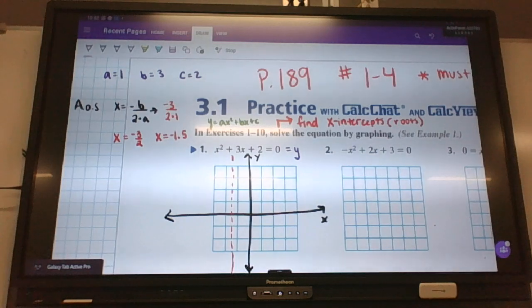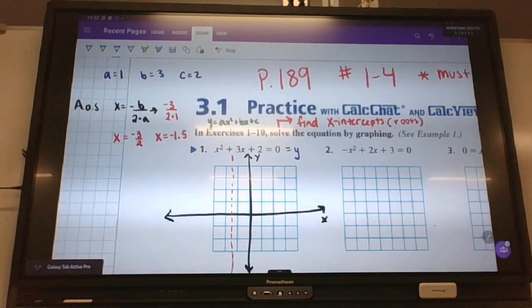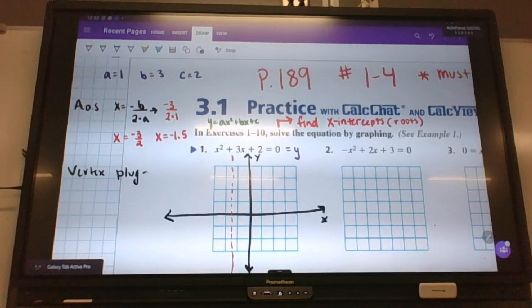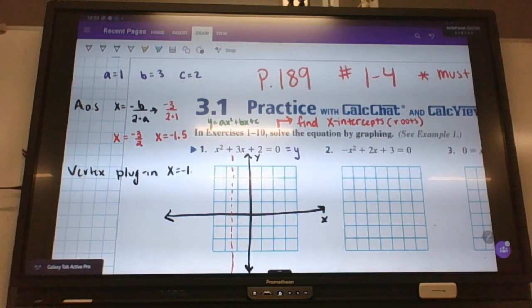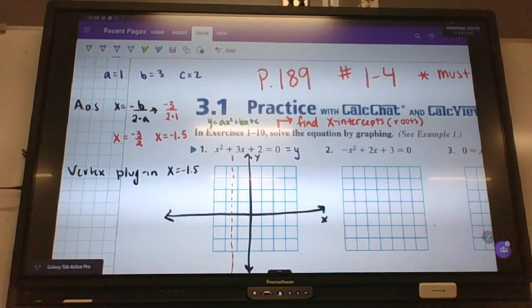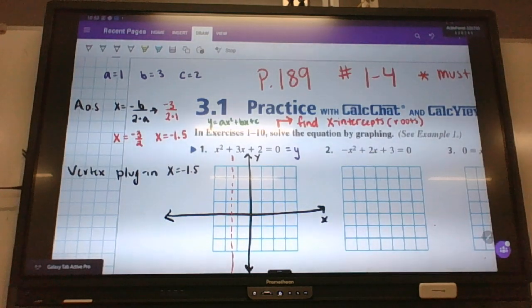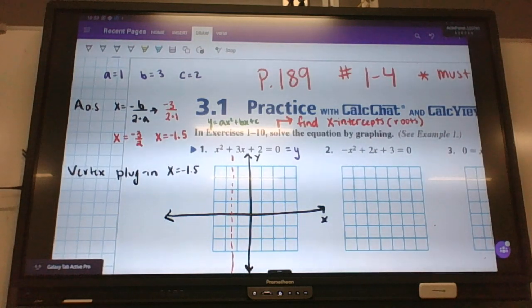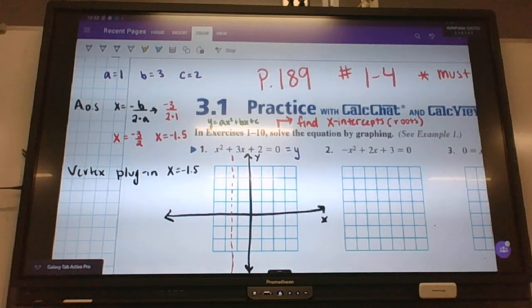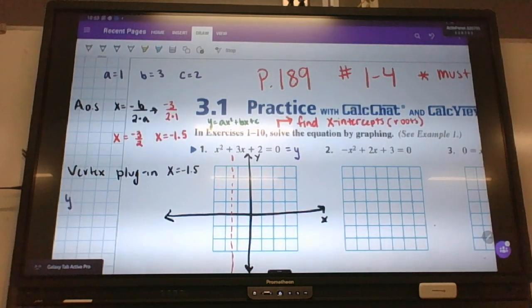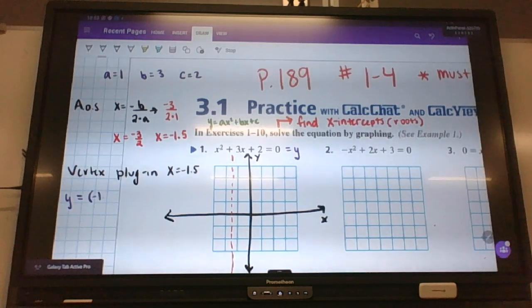And our next move is to figure out that vertex. So we will plug in -1.5 for x. I want to see everybody practicing this with their calculators. Give yourself a chance to practice it before a quiz or something, you know? Practice it now.